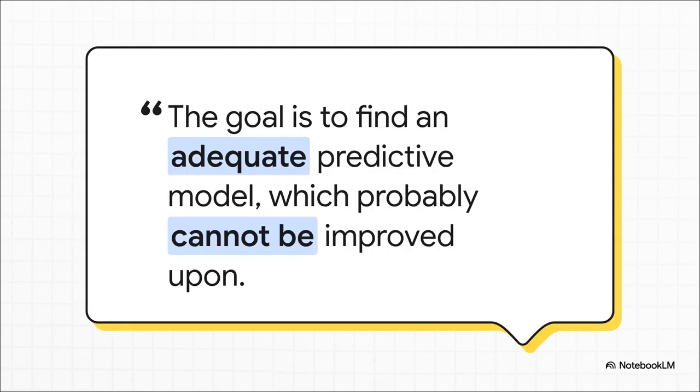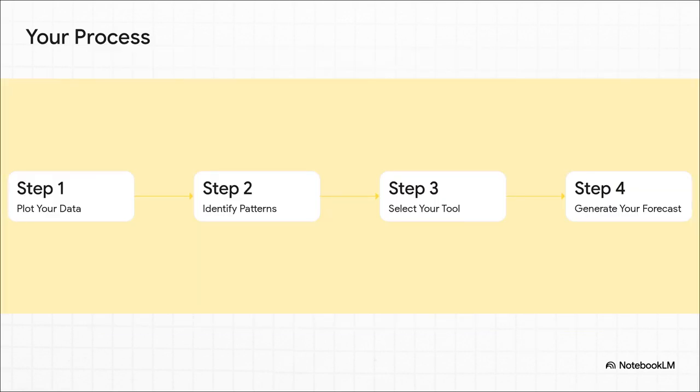And that really gets to the heart of it. We're not trying to find a perfect crystal ball. We're looking for a good, solid model that captures the real patterns in the data so well that there's nothing left to predict. That's when you know you've done a good job. So here it is, your 4-step process. Plot your data, spot the patterns, pick the tool that matches, and then generate your forecast. It's a really clean, logical way to go from observation to prediction.